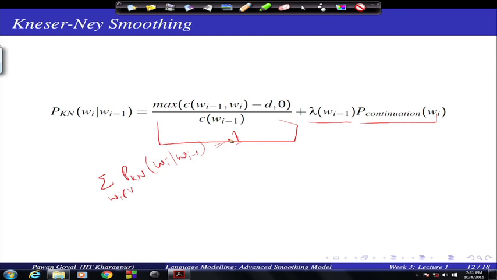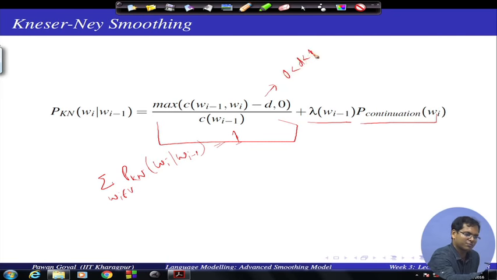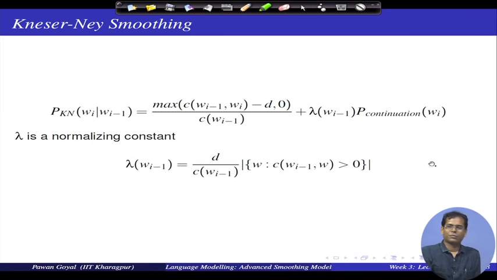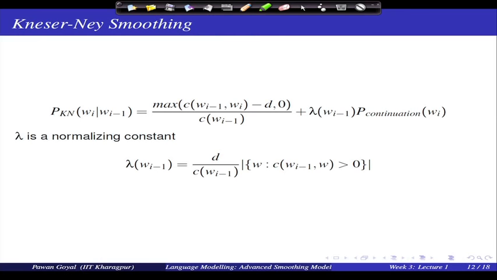Okay, and you can assume that D lies between 0 and 1. For this particular case, what is the value of lambda wi minus 1 that I will get? The answer is also on this slide. So you will get a lambda wi minus 1 of this. Try to find out, if I have to satisfy the constraint that the summation of probabilities for all the words should add up to 1, what is the value of lambda that I end up with? Okay, and that will give you this particular value.